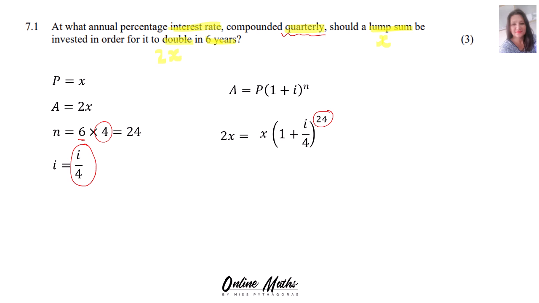In the next step, what you will do is you will cross out or cancel rather the x's and you end with that. Then we want to make I the subject of the formula. So what's in the way is the to the power of 24. So how we will fix that one is we will take the 24th root both sides and you end with that.